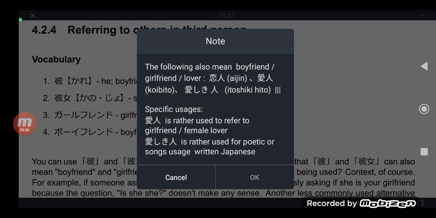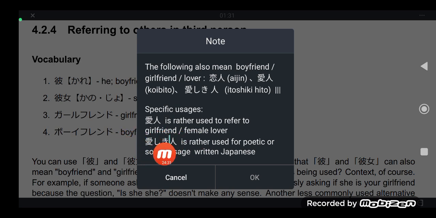Okay, koibito is lover. Aijin is for a female lover. Koibito if you want to mean boyfriend. So let's close it like this. Aijin if you want to mean girlfriend. And if you want to mean a boyfriend or male lover, koibito. Okay? Aijin is rather used to refer to girlfriend.